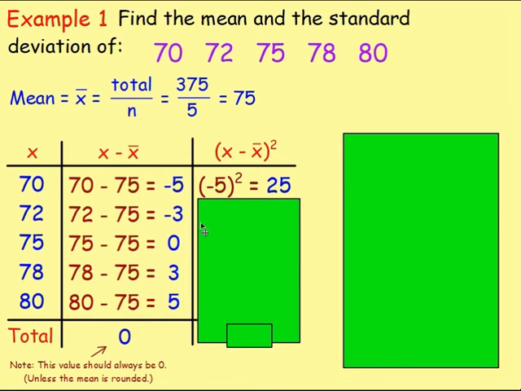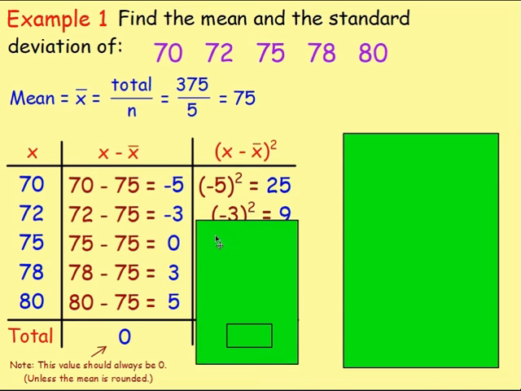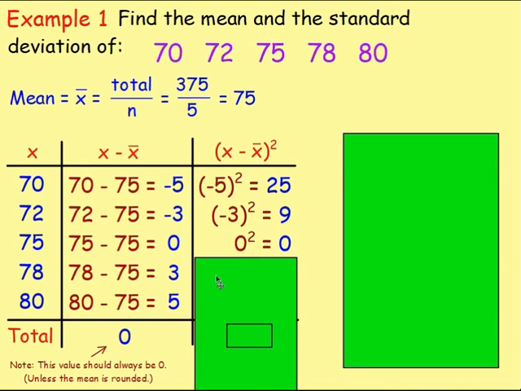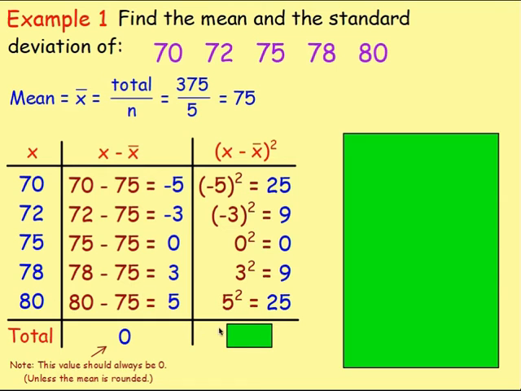After that, -3 squared is positive 9. 0 squared, 0 times 0, 0. 3 squared, 3 times 3, 9. 5 times 5, 25. Well done. And once again, we want the total. So add 25, 9, 9, and 25, giving you 68. Well done. So that is our table.